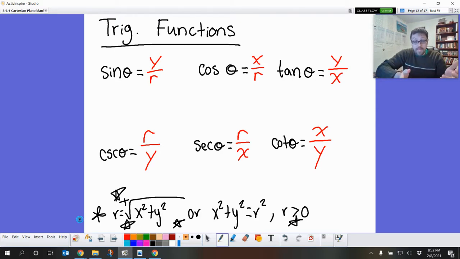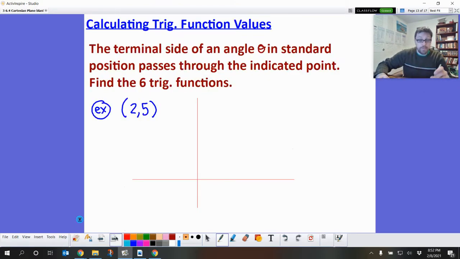Because now that we've drawn those angles, and now we're dealing with sine, cosine, and tangent, let's see what happens when we deal with coordinate points and we start doing sine, cosine, and tangent. See how that all works out.